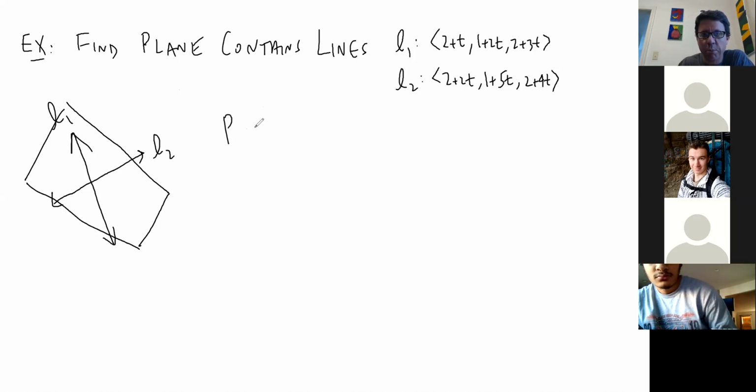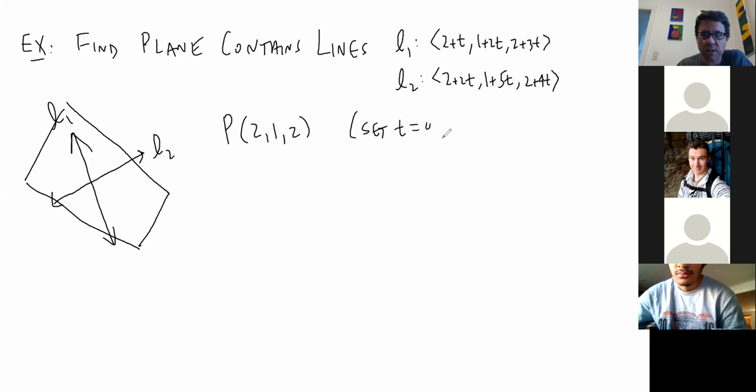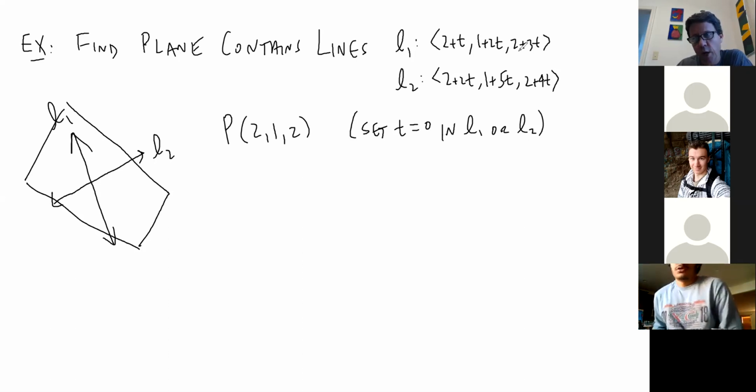So I know that 1 point is 2, 1, 2. And you could get this by setting t to be 0 in either L1 or L2. And you'll get 2, 1, 2. That's one way to get a point. How do you get other points? Well, you can just plug in different values of t, and that will give you different values.